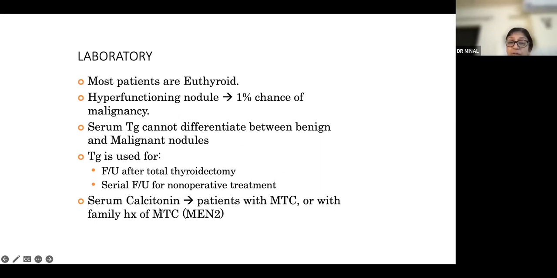Then the serum calcitonin, this value is done for the MTC, that is medullary thyroid carcinoma. And the value has to be significantly high, more than 300 maybe at times, to confirm your diagnosis of MTC.